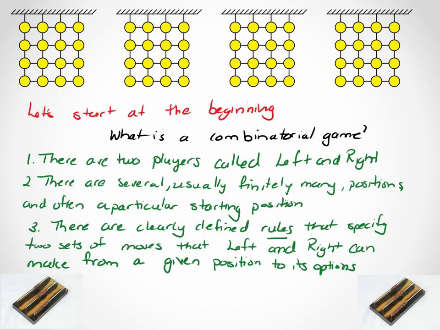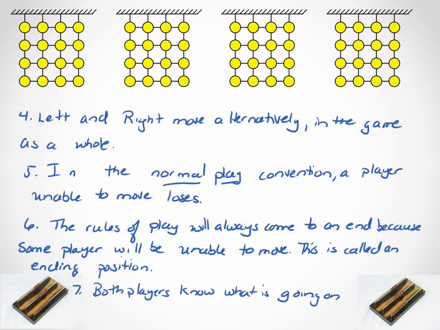There's usually several, finitely many positions, and often a particular starting point. You have to start somewhere. There are clearly defined rules that specify two sets of moves that left and right can make, like in dots and boxes. You can put horizontal or vertical lines from a given position to its options. Left and right take turns, move alternately in the game as a whole. In normal play convention, a player unable to move is the loser. The rules of play will always come to an end because some player will be unable to move. That's how we always end these games.